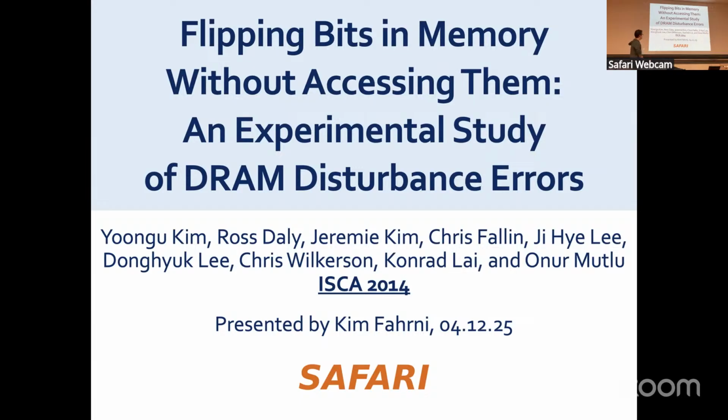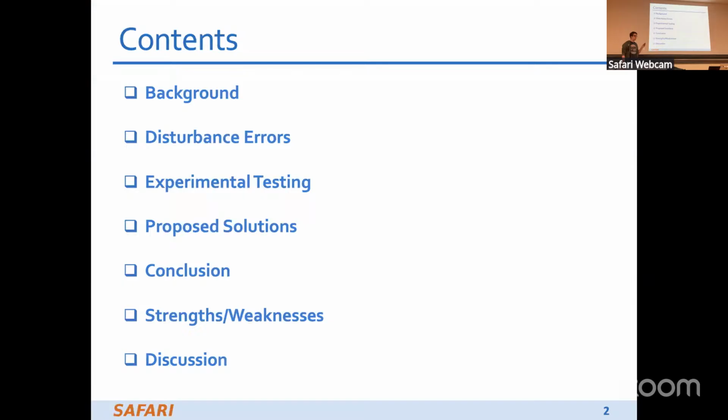Okay, thank you. The paper I will be presenting was first published at ISCA in 2014, so the information here is already well known in research circles. First we will look at some background. Then we will go over what disturbance errors are. Then we will look at some experimental testing and the results that the paper has gathered. Then the paper proposes a few solutions that we will look at, and finally, the paper's conclusion. After that, I will discuss what I think are the strengths and weaknesses, and the discussion part with you guys.